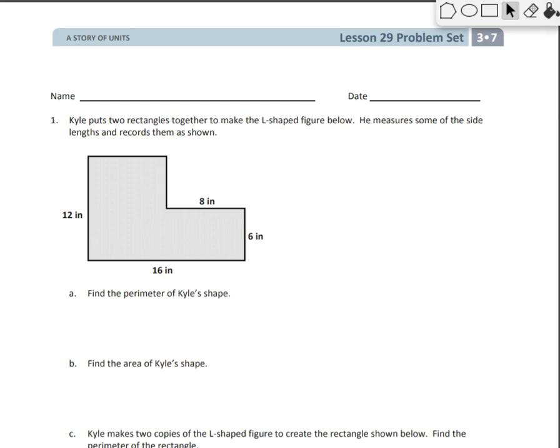Let's take a look at our first problem. It says, Kyle puts 2 rectangles together to make the L-shaped figure below. He measures some, and I see that word "some" and I know that means he didn't do all of them, some of the lengths and records them as shown. Find the perimeter of Kyle's shape.